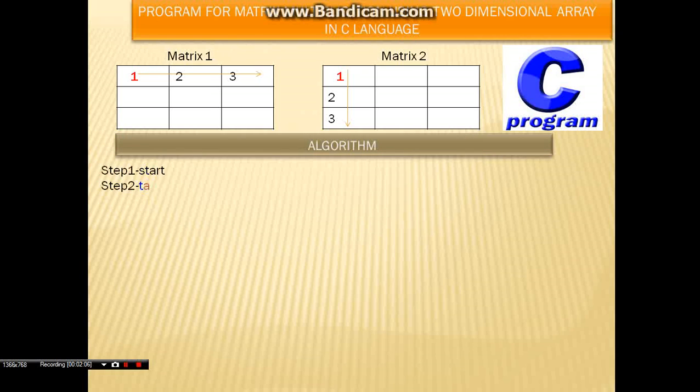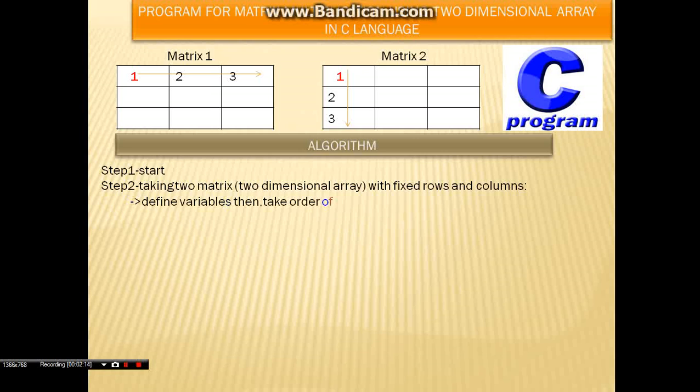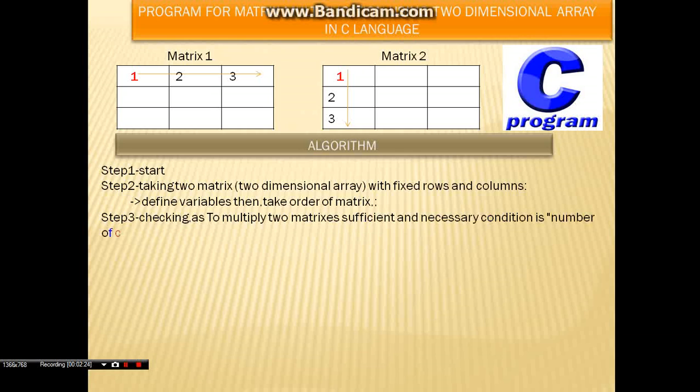Step 1, start. Step 2, taking two matrices as two-dimensional arrays with fixed rows and columns. Define variables, then take the order of the matrix. Step 3, checking whether we can multiply the two matrices. The sufficient or necessary condition is that the number of columns in matrix A is equal to the number of rows in matrix B.